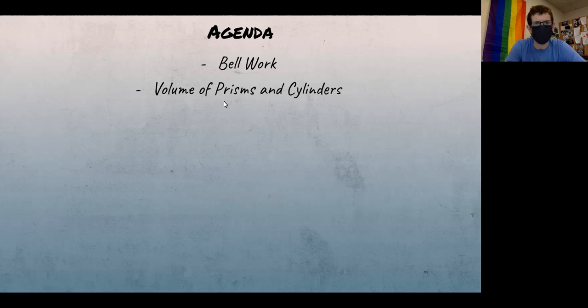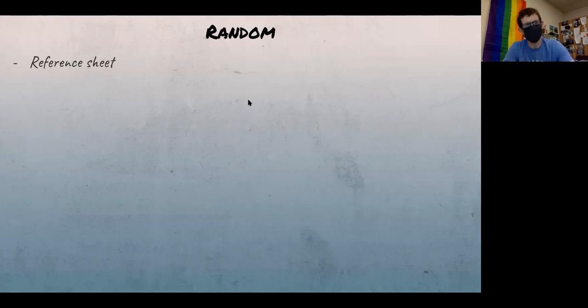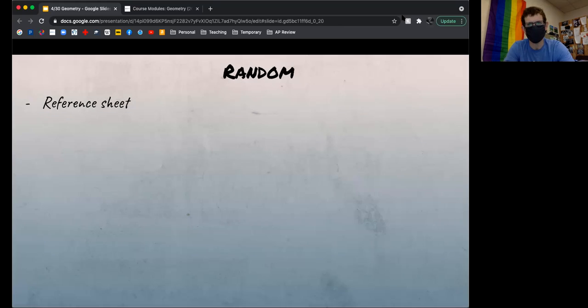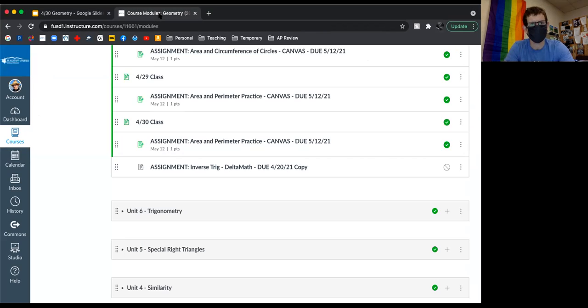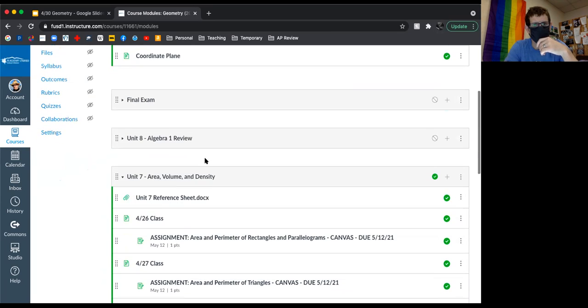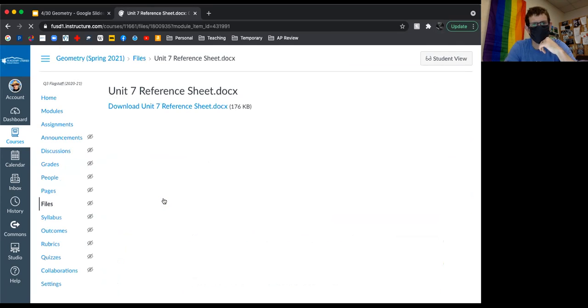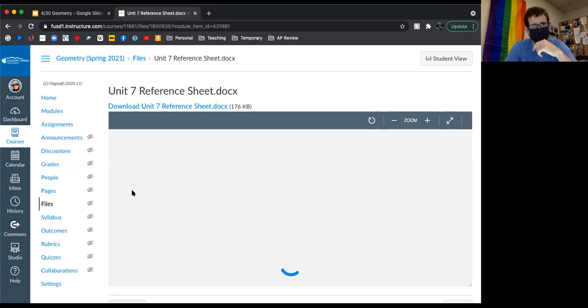So when we say the volume of prisms and the volume of cylinders, these are essentially the same thing. We'll talk about the difference between what a prism and a cylinder is in case you don't know. Before we do that, I wanted to mention that I finally put a reference sheet up on the Canvas classroom, and that can be found right here at the top, Unit 7 reference sheet. It's not beautiful, but it has all the formulas that you need to know.